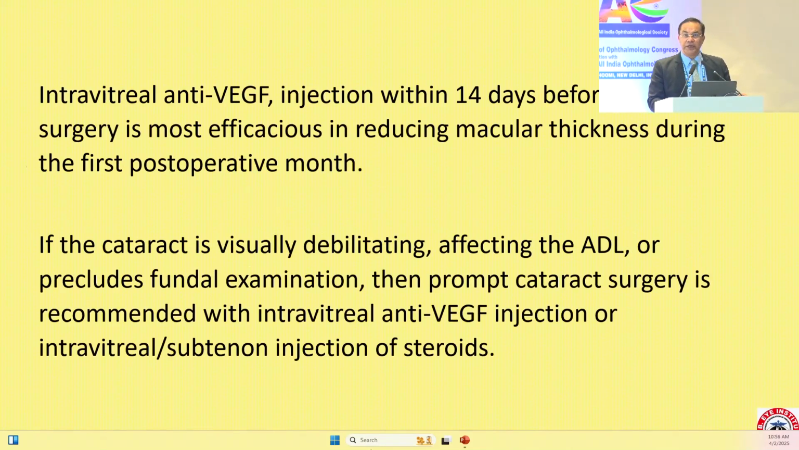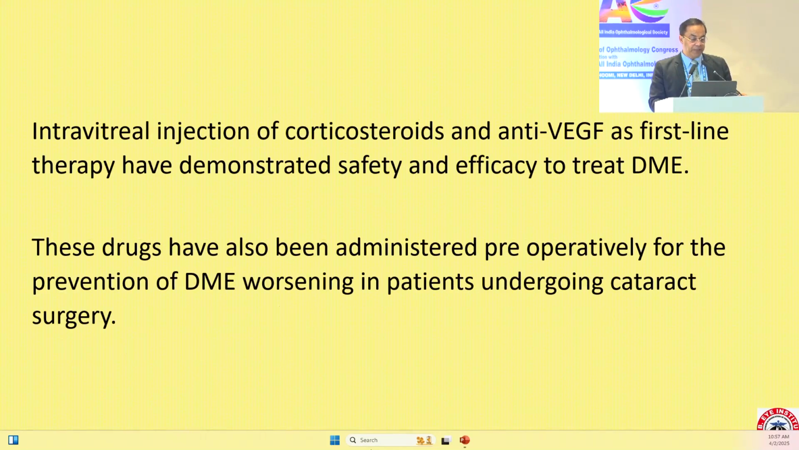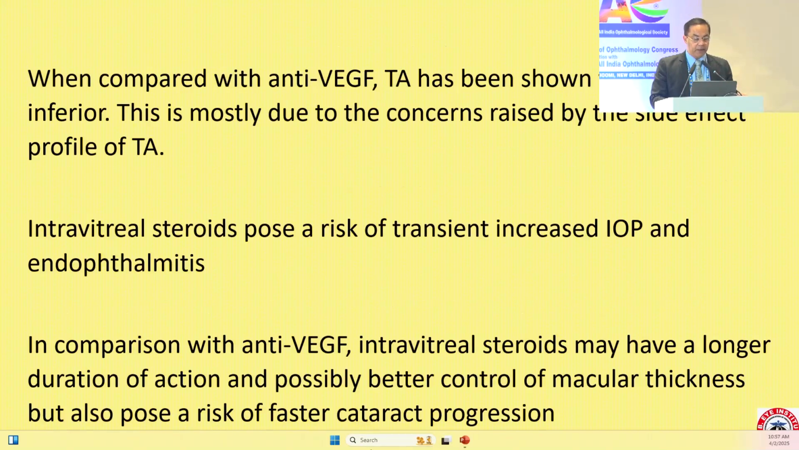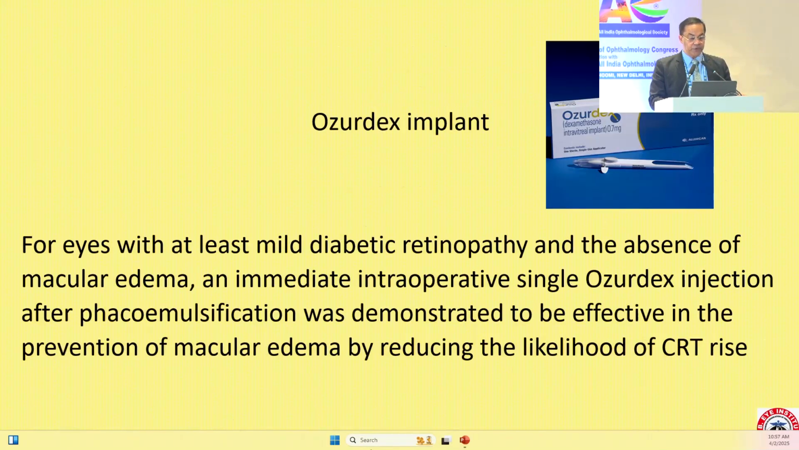We also know that intravitreal injections are there, which we are using regularly. When you see a DME, it's good to manage it 14 days earlier and then do a follow-up, see the macular thickness on OCT, and then plan your cataract surgery. Intravitreal injections of corticosteroid and anti-VEGF as first line of therapy have demonstrated safety and efficacy to treat diabetic macular edema. These are the different anti-VEGF injections, which I won't go into detail.